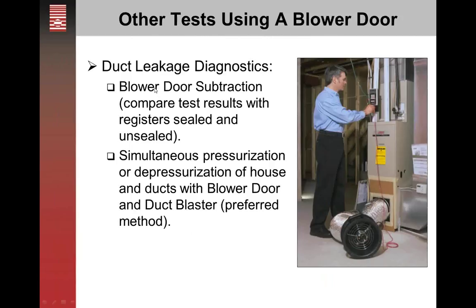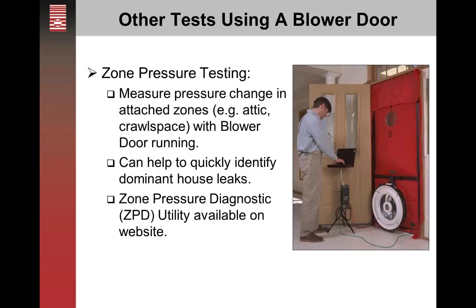Duct leakage diagnostics, one way to do it is a blower door subtraction test, where we compare the test results of registers sealed and unsealed. So we do 2 blower door tests and subtract them and determine what sort of values there might be for duct leakage. And then certainly for duct leakage to outside, doing a simultaneous pressurization or depressurization of the house while running a duct blaster, and that's a much more accurate indication of duct leakage to the outside.